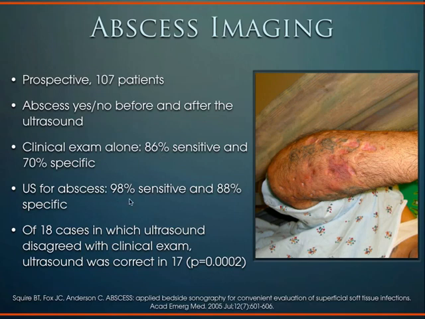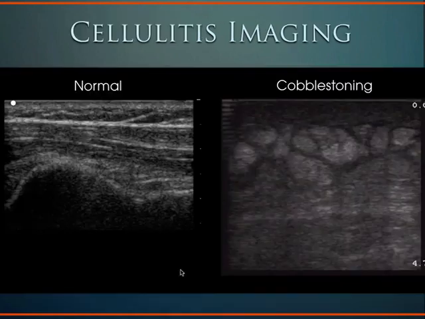but when they used the ultrasound machine, they were much better at distinguishing abscesses from cellulitis. In fact, there was 18 cases in which the ultrasound disagreed with the clinical exam, but the ultrasound was right in 17 of the 18 cases for a significant p-value.